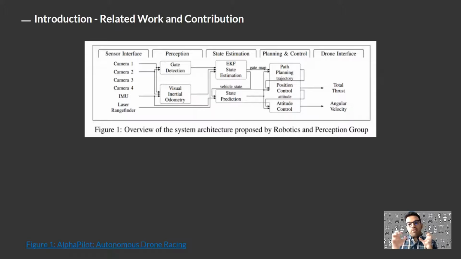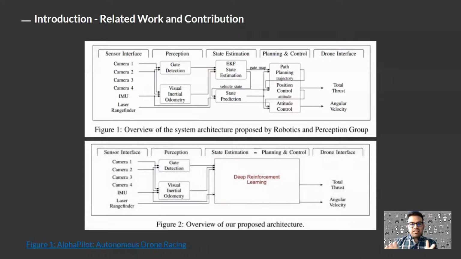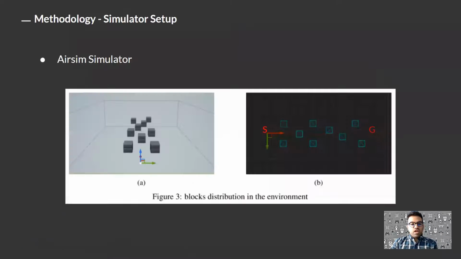The idea of our project is inspired by their system design, and we decided to replace their state estimation as well as the planning and control module with a deep reinforcement learning agent while keeping the perception module. To do our experiment, we chose the AirSim simulator. In the right-hand side figure, you can see a bird's-eye view of our simplified scenario. Robot has to start from a starting point and go toward a gate at the other side of the room while passing these static obstacles.